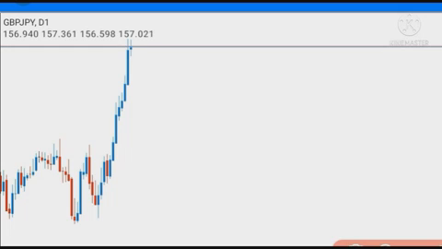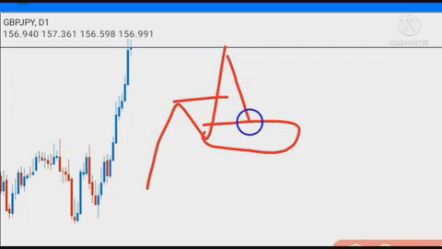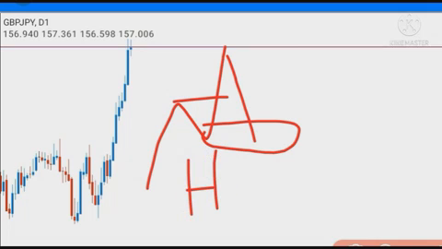Now, price is doing something like this. Your OB is sitting here. This is your break of structure. Now, price comes into this place. Let us assume that this is your 4 hour, your H4 time frame. Now, price comes into this OB.